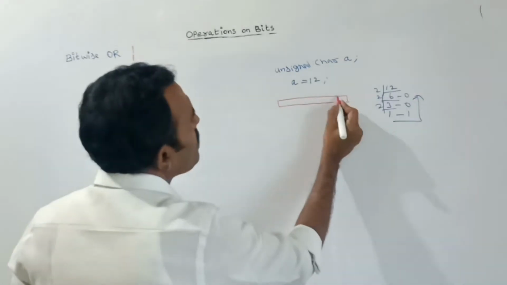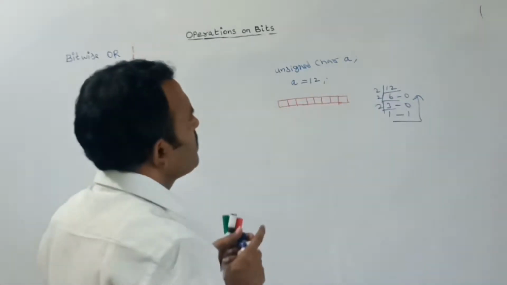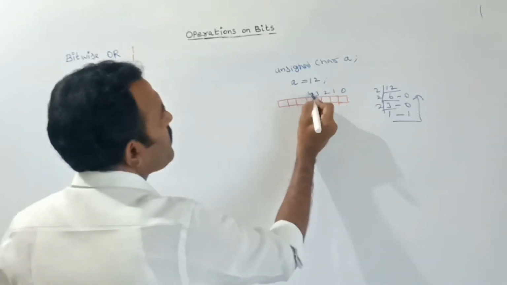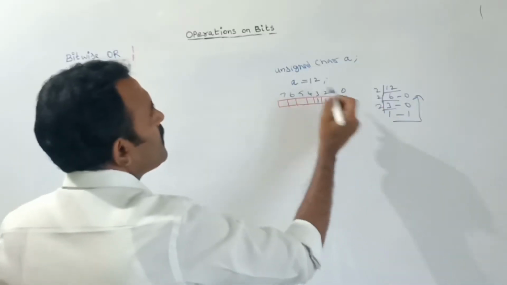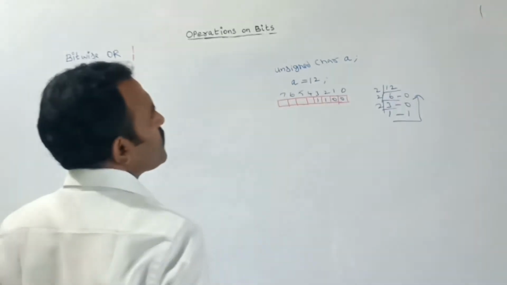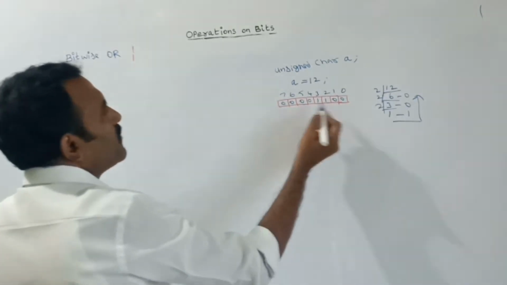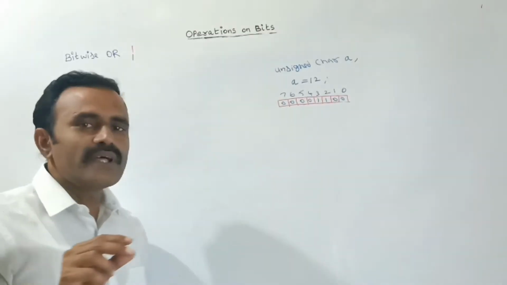So it starts from position 0, 1, 2, 3, 4, 5, 6 and 7. 12, the binary value is 1100. See, in front you should put it as 0 because it is 8 bit. Bitwise OR operator is used to turn on a particular bit.